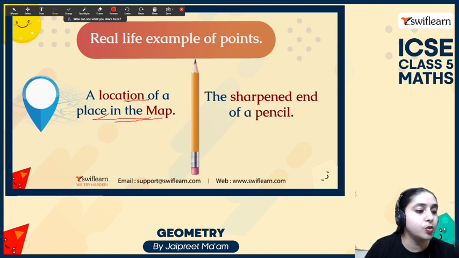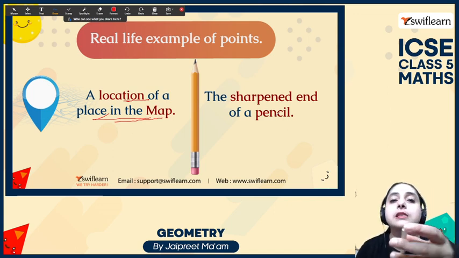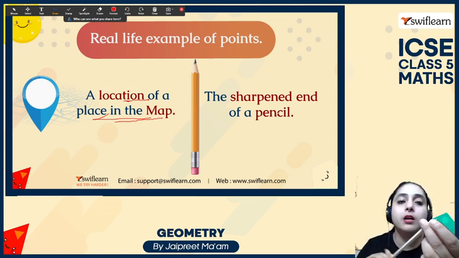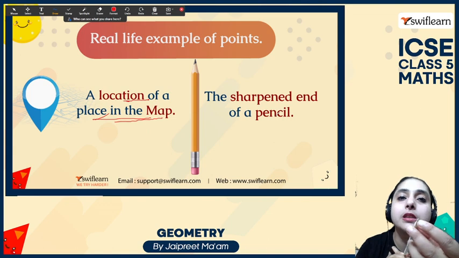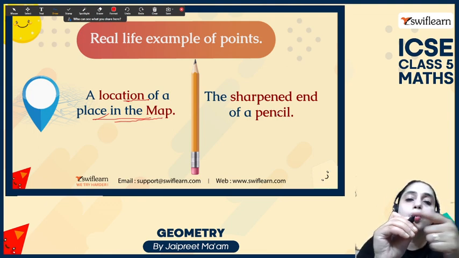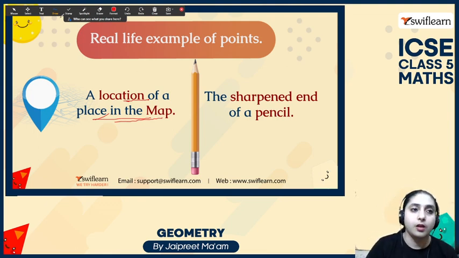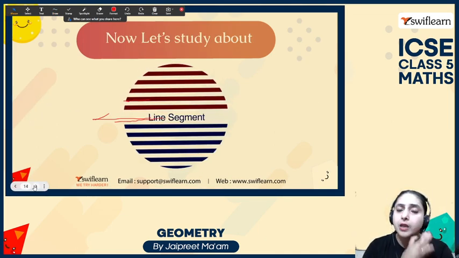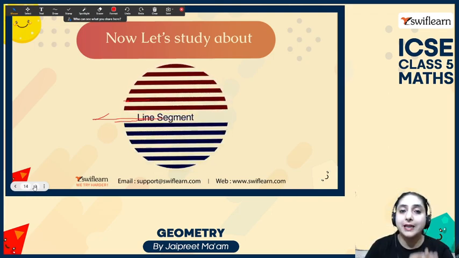So these are the two examples of the points. For example, this is a kind of pen. So this point is also known as the point. एक पेंसिल का sharpened edge या इस पेन का, तो इसे भी हम point कह सकते हैं. Okay, so this is a real life example of the points. Now let's study about the line segments.